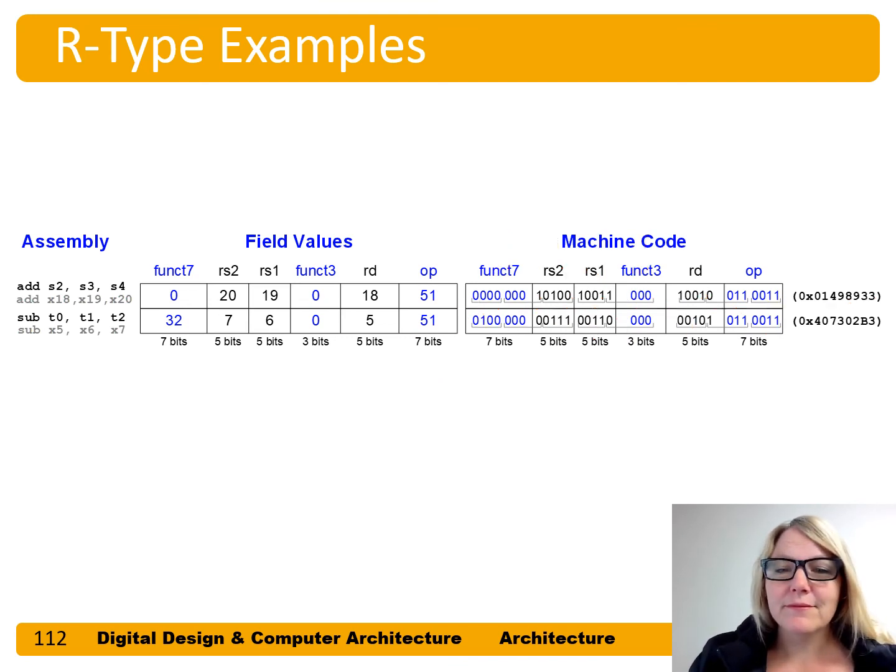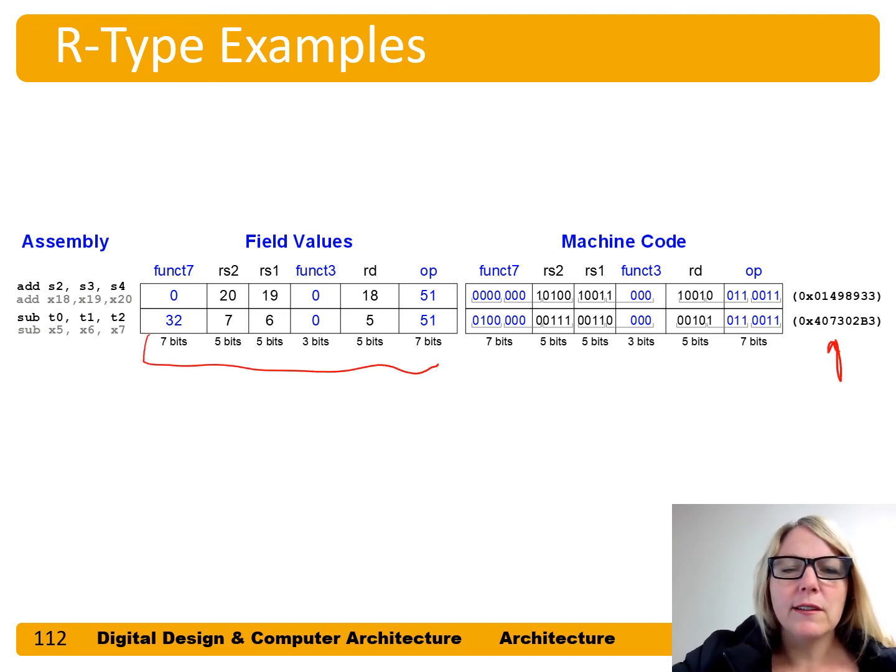And the same thing for our add instruction, right? Once we've entered the fields, we write those fields in binary, and then we gather groups of 4 and write the hexadecimal digit associated with that group of 4.